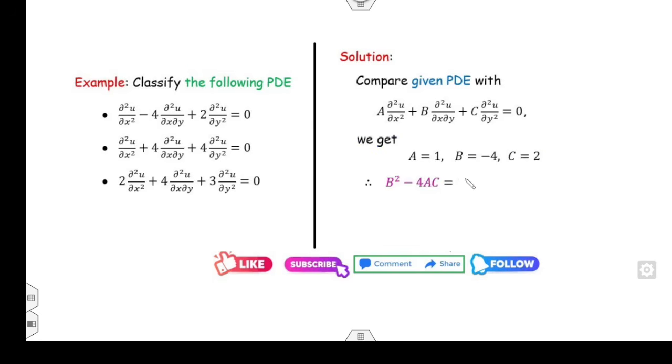If you calculate b square minus 4ac, which is 16 minus 8, that is greater than 0, and whenever b square minus 4ac is greater than 0, we call it hyperbolic. Therefore, the given partial differential equation is hyperbolic.